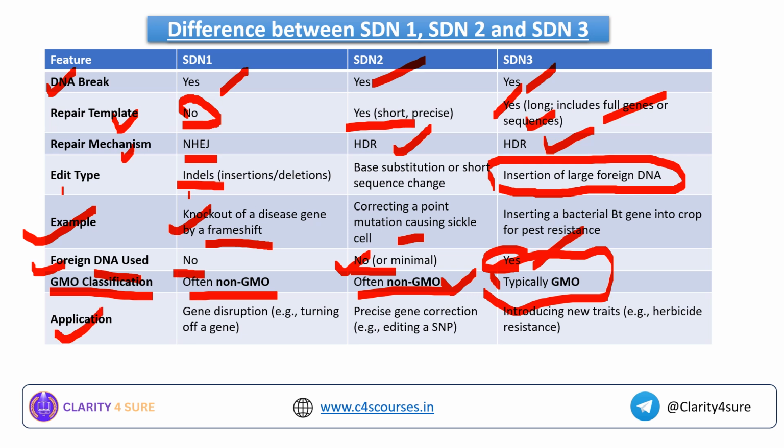Okay. And what are the applications? See, the main application of SDN1 technology is to disrupt the gene, that means turning off the gene. But in SDN2, it is a precise gene correction. We are going to correct a gene so that a disease from that particular gene will not evolve anymore. Now, introducing a new trait: in SDN1 and SDN2, we are not going to introduce any new trait, rather we are going to alter. But in SDN3 we are going to introduce a new trait so that the entire DNA structure of that particular organism is altered. I hope the difference between SDN1, site directed nuclease 1, site directed nuclease 2 and site directed nuclease 3 is clear to you now.